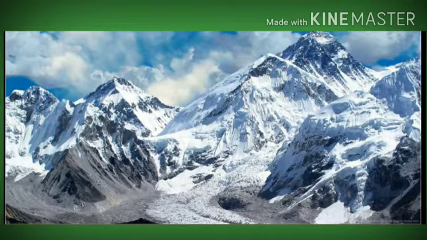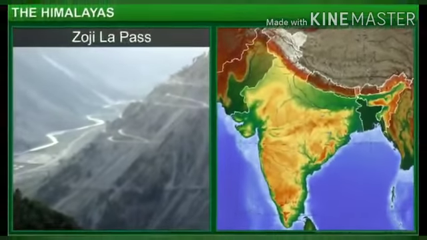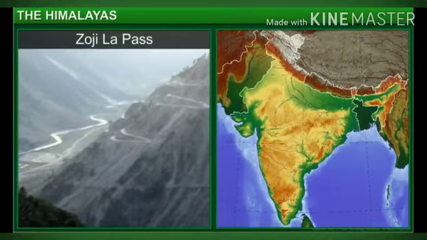The glaciers Gangotri and Siachen originate from this range. These glaciers feed the rivers that form the source of water for a large part of the population. The Zojila Pass is also situated in the Himalayan range. It is the only link between Ladakh and Kashmir.